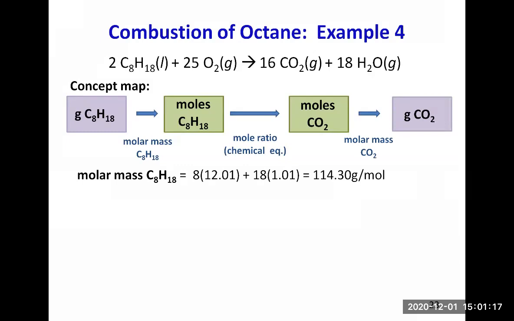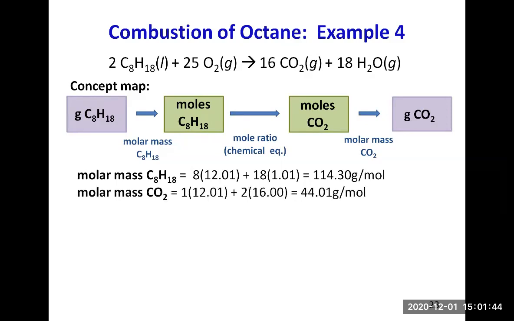So molar mass of C8H18. You take 8 times the molar mass of carbon, 12.01, plus 18 times the molar mass of hydrogen, 1.01. You add all of this together and it's 114.30 grams per mole. So that's the molar mass of octane. We also need the molar mass of CO2, and that's 1 times the molar mass of carbon, 12.01, plus 2 times the molar mass of oxygen, 16.00. And you add this together and it's 44.01 grams per mole of CO2.